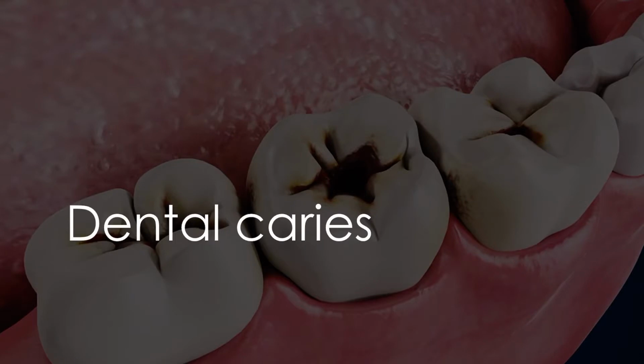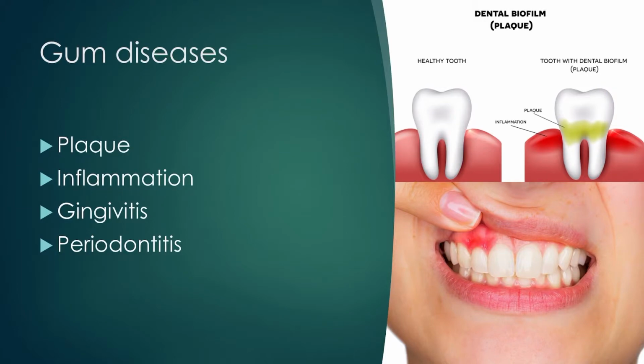Next is tooth decay. In dental terminology, decay on the surface of the tooth is also known as caries, which comes from the Latin word cariosus, which means full of decay. Now, there are different names for the gum diseases also. The first is your plaque. It is the collection of bacteria on the surface of the tooth which forms a biofilm called plaque.